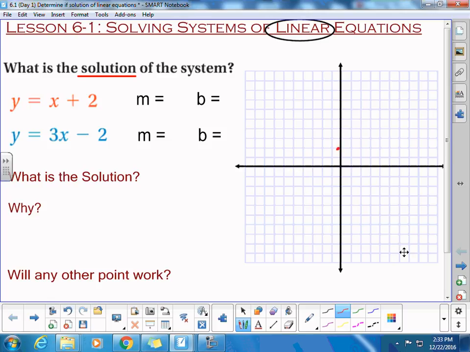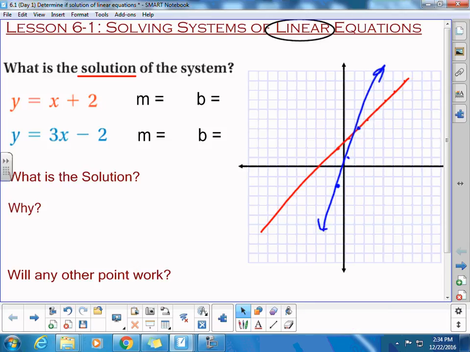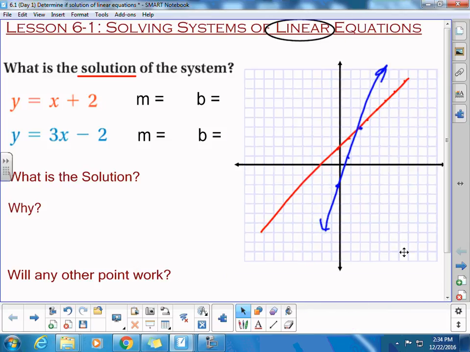So we start there at 2, we go up 1 over 1, up 1 over 1 to graph the first one. And then we have y equals 3x minus 2, start down at negative 2, and then up 3 over 1, 1, 2, 3 over 1. And that would be this graph, if only it would have gone through the line. Sorry. So what's the solution?